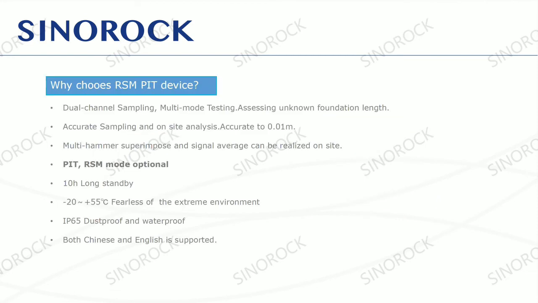Why choose the RSM PIT Device? 1. Dual-channel sampling, multimode testing, assessing unknown foundation length. 2. Accurate sampling and on-site analysis, accurate to 0.01 m. 3. Multi-hammer superimposition and signal averaging can be realized on-site. 4. PIT, RSM mode optional. 5. 10-hour long standby. 6. Minus 20 to plus 55 degrees, fearless of extreme environments. 7. IP65 dustproof and waterproof. 8. Both Chinese and English are supported.